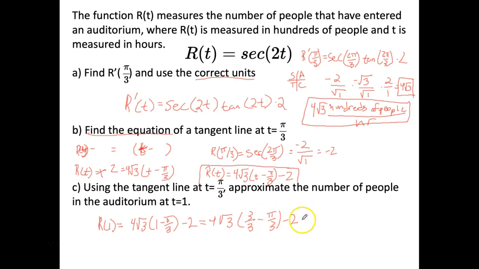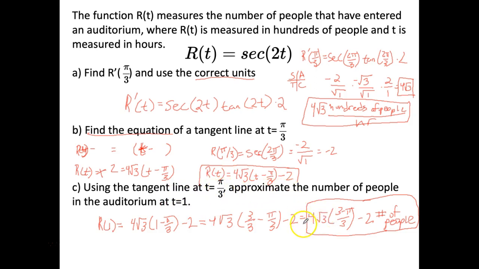Okay, we can combine those, so it'll be 4 square root of 3, times (3 minus pi) on top, all over 3, minus 2. And I mean, you could distribute that to both the 3 and the pi. I'm just going to leave it like that. That is my approximation. That's my number of people in hundreds. That's my approximation for the number of people in there at time 1 hour.